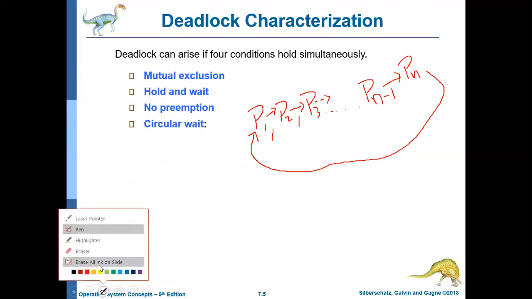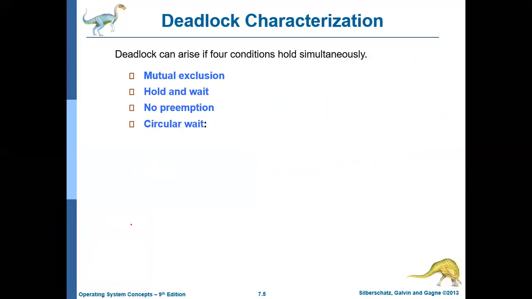If all these conditions are there, then you can say that the system is in deadlock. Even if one of the conditions is not there, then you cannot call it a deadlock. This is how circular wait is formally defined.